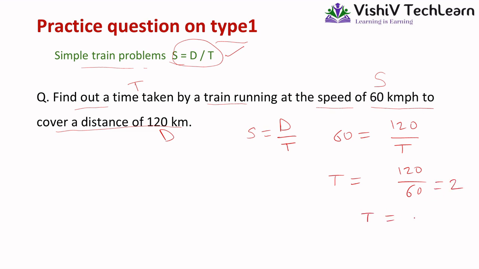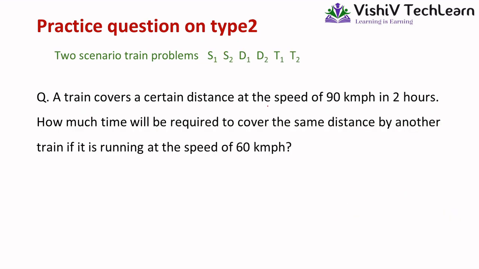The unit of t is hours, so this must be 2 hours, and this is the final answer. Let's go to the second type. Now in case of the second type, we have two scenarios in which these terminologies will be there. Let's read out the problem first.